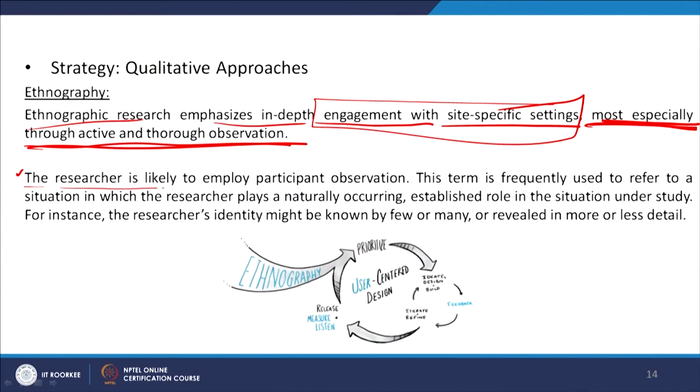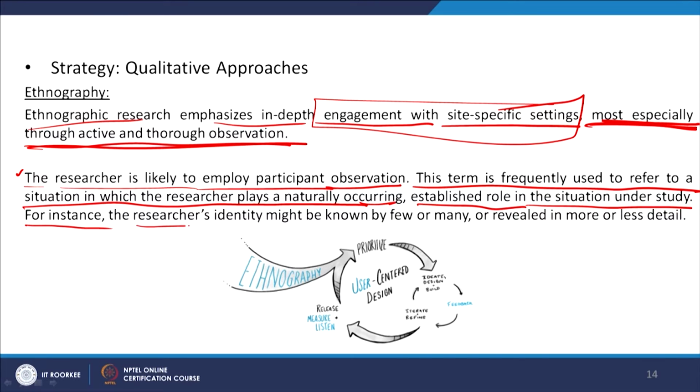The researcher is like an early participant observer. The term is frequently used to refer to a situation in which the researchers play a naturally occurring, established role in the situation under study. For instance, the researcher's identity might be known by few or many, or revealed in more or less detail. So a researcher might tell them, I am the researcher and I would like to ask you a few questions, and use a detailed guided technique.